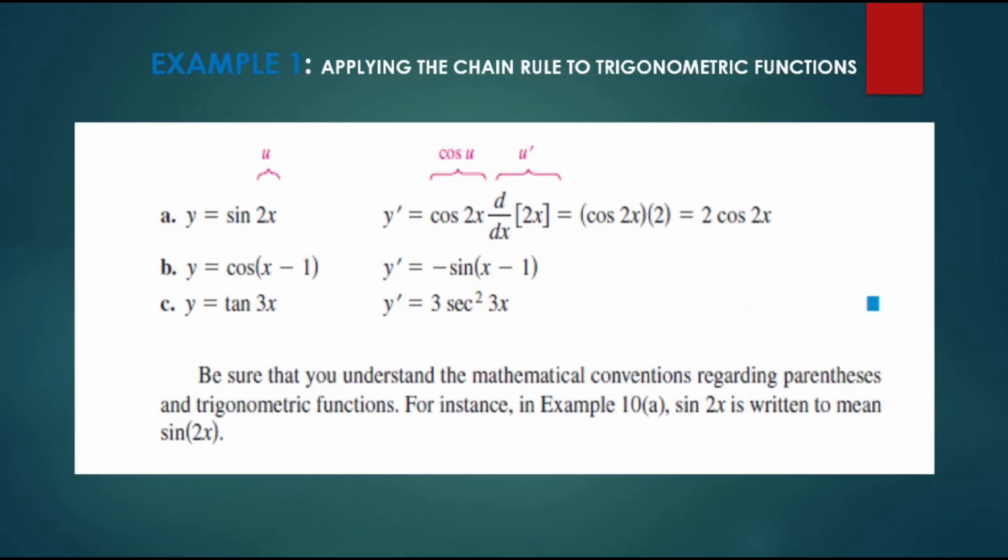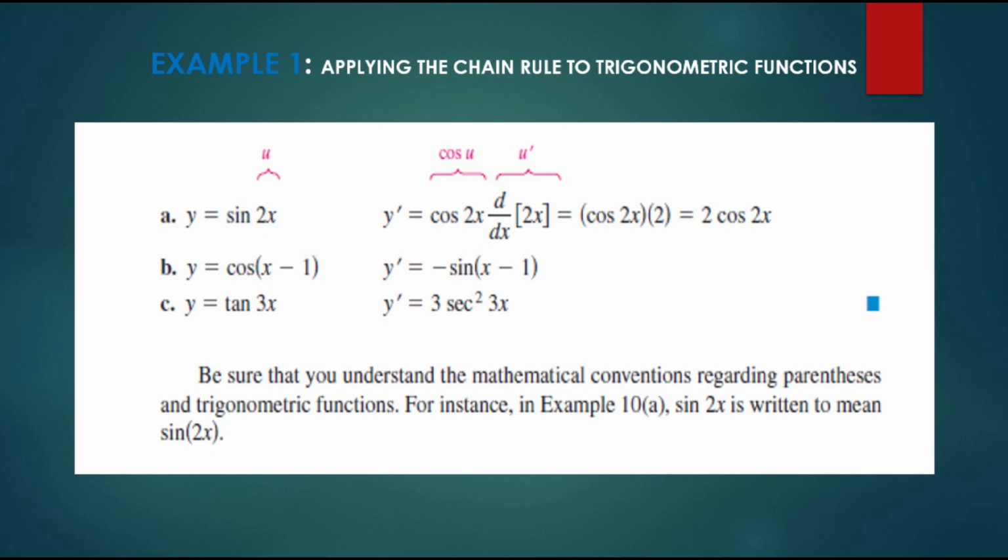For our example number 1 of trigonometric functions and the chain rule, we are applying the chain rule to trigonometric functions. So letter A, we have y is equal to sine 2x. So our u here is 2x and y prime is cosine 2x times the derivative of 2x, which is our u prime, which is now equal to cosine 2x times 2, which is equal to 2 times cosine 2x.